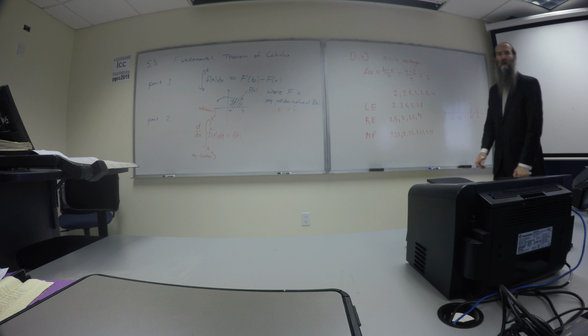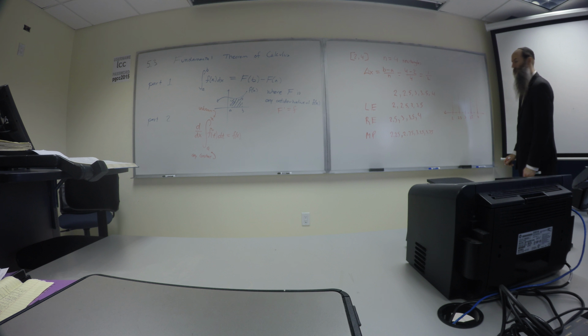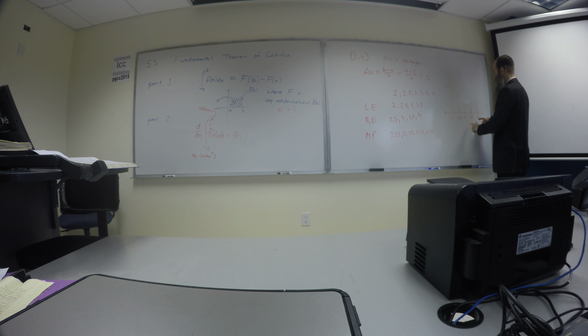And for the midpoint, where would you start? Would you still start from the leftmost? It doesn't really matter either way. You can start from 4 and subtract a quarter to get to 3.75, and then subtract 1/2, 1/2, 1/2 till you get to the last one.